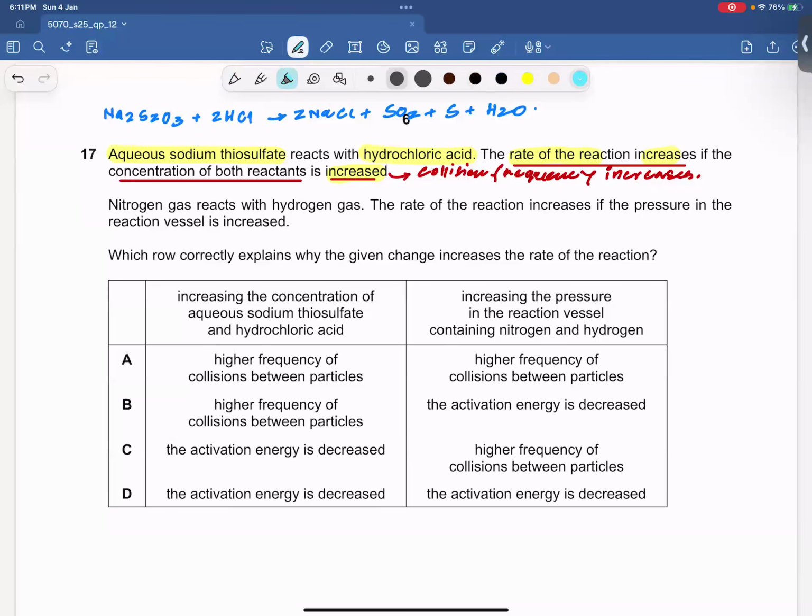Now, in the next part of the question, nitrogen gas reacts with hydrogen gas. That's called Haber's process. Rate of reaction increases if the pressure of the reaction vessel is increased. If the pressure increases, rate of reaction increases. Again, as we increase the pressure, number of reacting particles increases, collision frequency increases.